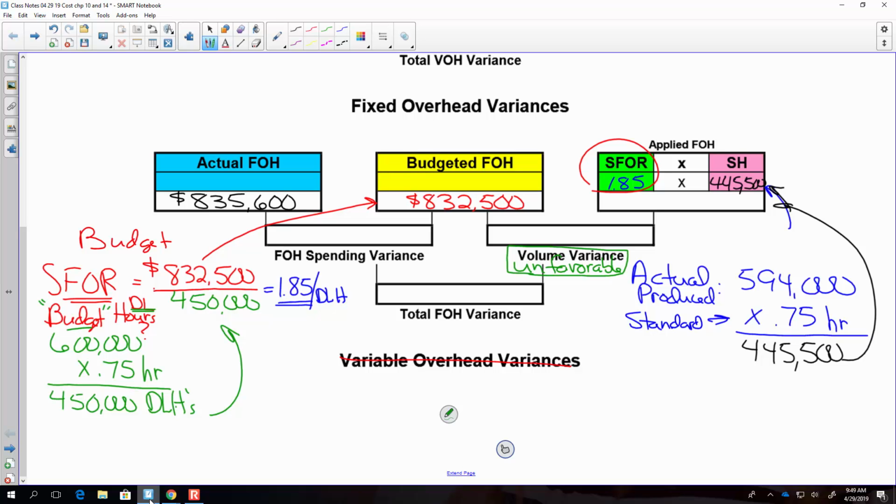And again, that's a very important number to hit, that 600,000, because all of our standard rates are based on that 600,000. So our costs per unit are creeping up, and that's what we don't want. So we're looking at a total here in dollars of 824,175.